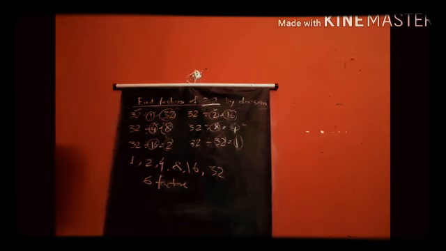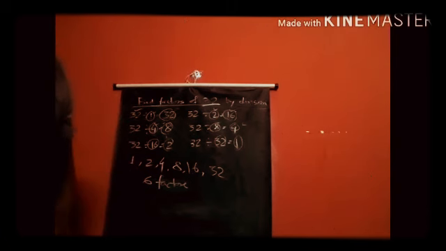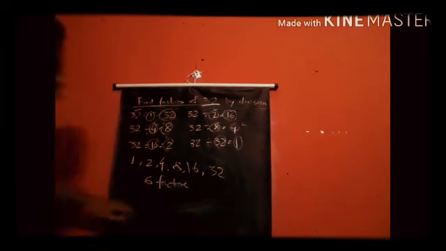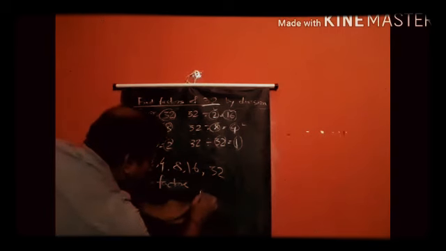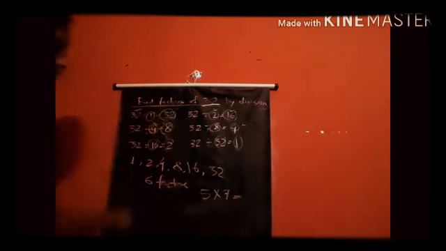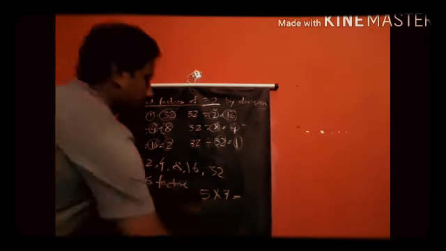Simple way. Factors can also be found by multiplication. Suppose here we are doing one multiplication, let me show you. 5 into 7, how much is it? 5 into 7, multiplication table almost be knowing. 5 into 7 is 35.